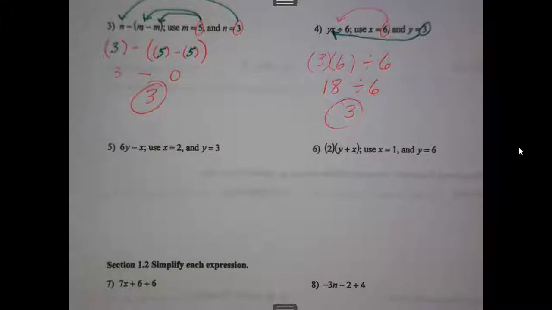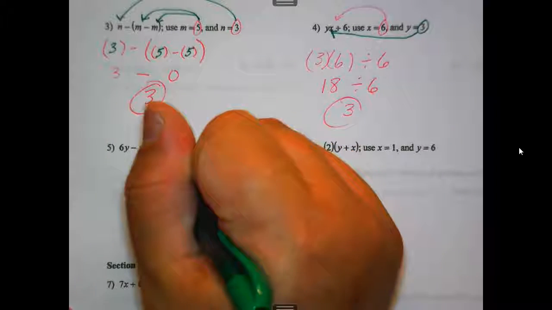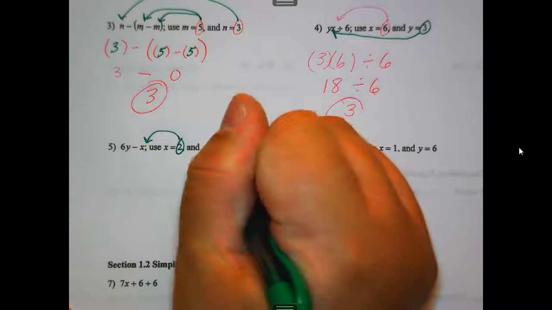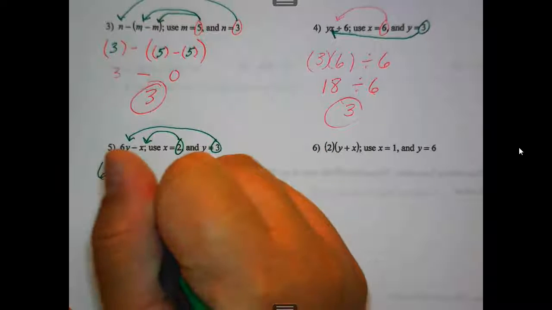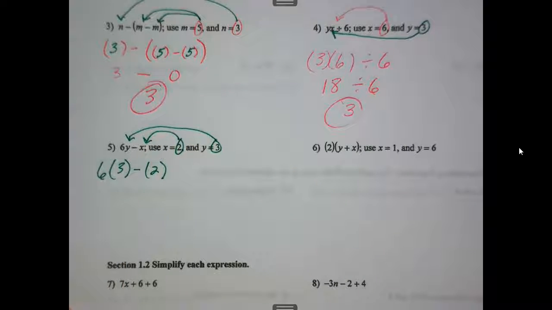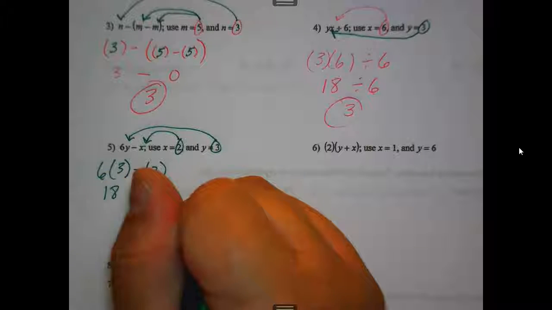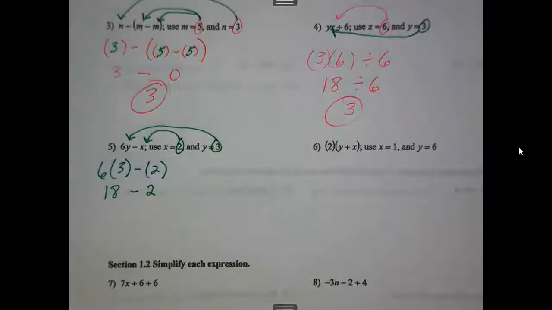Okay, number 5. X is 2, Y is 3. So 6 times 3 minus X, which is 2. Okay, multiplication first. 18 minus, nothing to do there, so I can drop the parentheses. 18 minus 2.